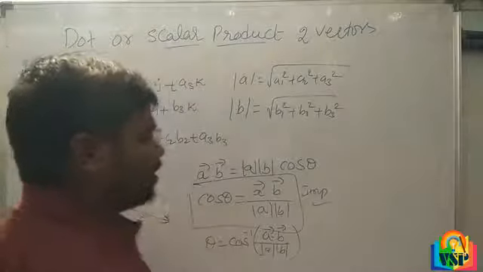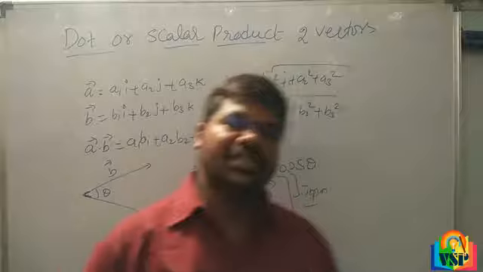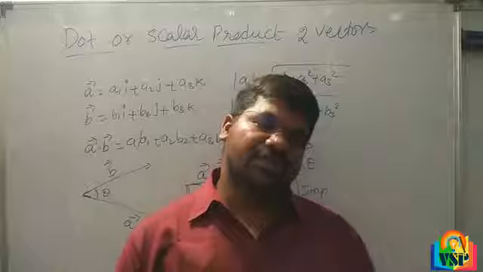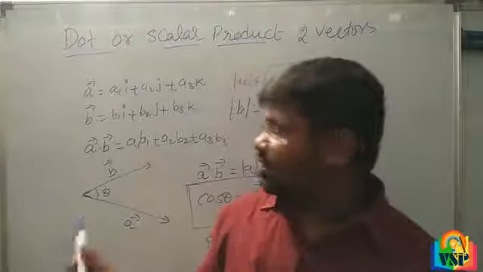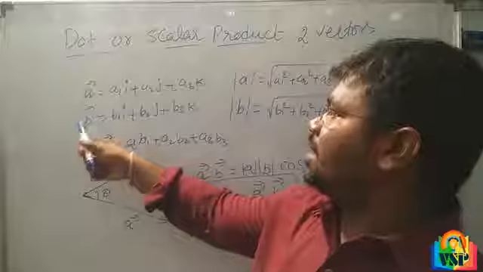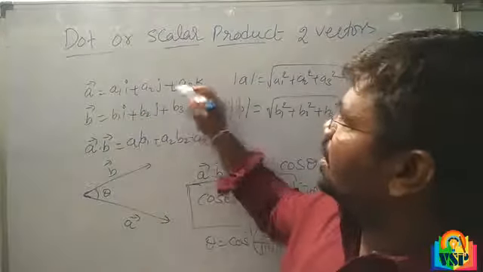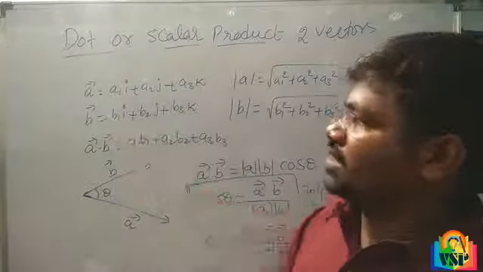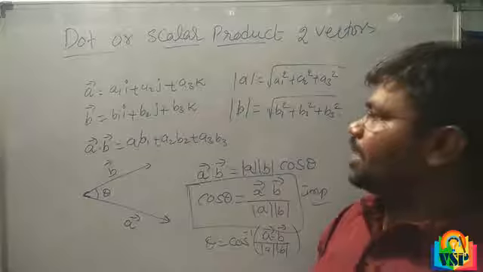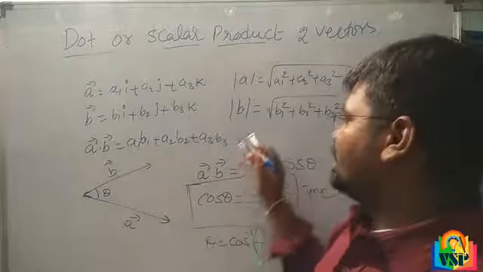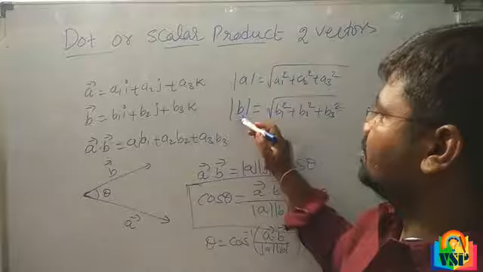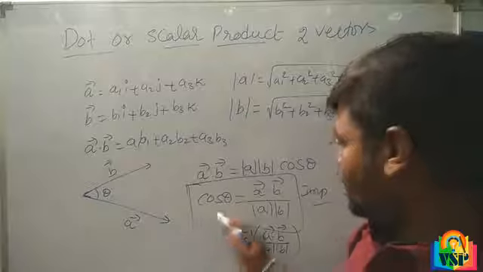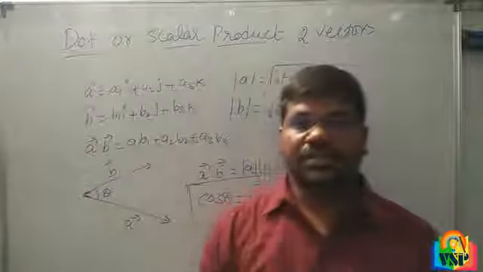Understand? So dot product means the product of two vectors is a scalar. This type of product you can say dot product. Very important formula. So A bar and B bar are two vectors, in the common form of i, j, k. Modulus value means magnitude. If two vectors are arranged like this, we can find the angle between them by using the dot product.